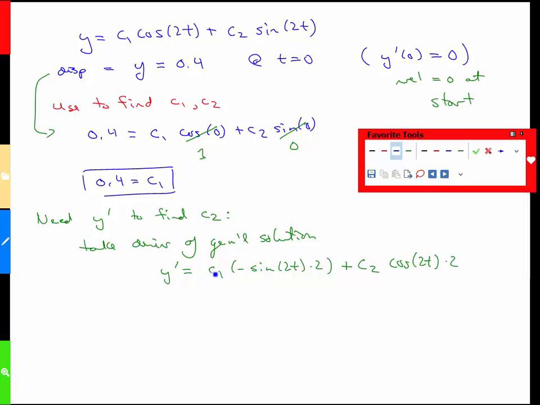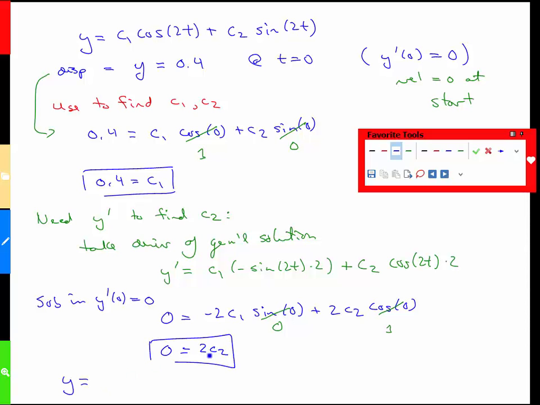Now we have C1, that's fine, we can use it if we want, but let's just go right now and sub in y prime of 0 equals 0. We're going to have 0 equals, we'll bring the 2 and the negative out front, negative 2C1 sine of 0 plus 2C2 cos of 0. We have that nice property again, sine of 0 is 0, cos of 0 is equal to 1, and out pops 0 equals 2C2. So C2 is going to equal 0.